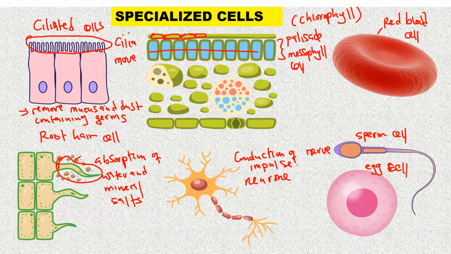So sensitivity is carried out by this one. So they conduct nerve impulses. In the case, let's say you touch a hot object, you are able to withdraw immediately because the impulse is sent via neurons. So neurons are just for conduction of nerve impulses.